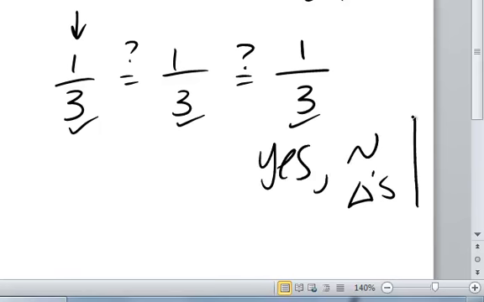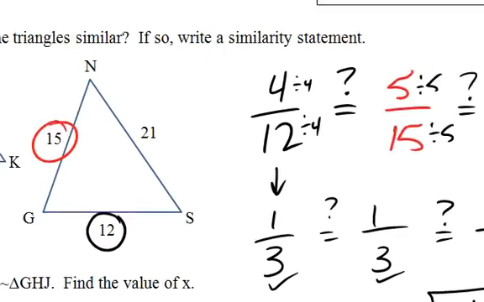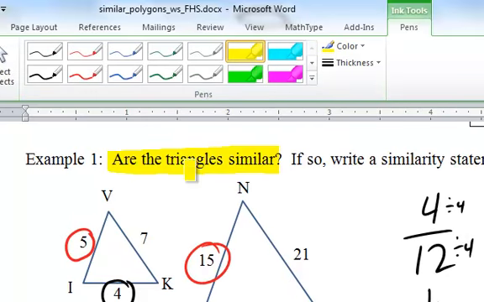And notice I used the similar symbol that we just learned. Whenever you're answering the question, are they similar? Yes, similar triangles. And my answer is because every single side length ratio reduced to 1 over 3. If one of them would have reduced to 1 over 4, then my answer would have been no, because it wasn't all the same fraction.